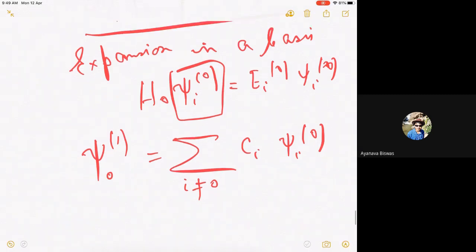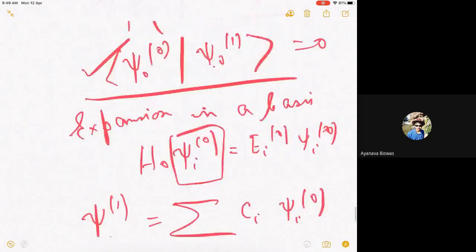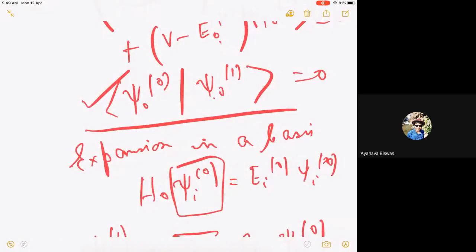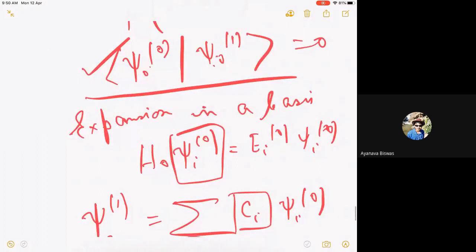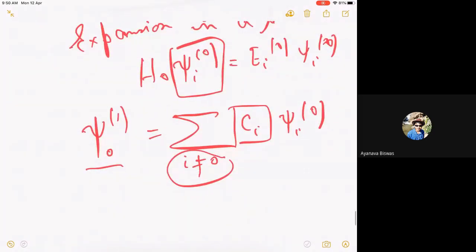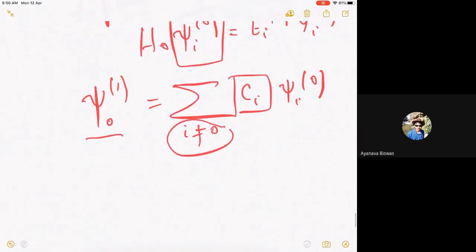So eigenfunctions of H naught form a complete basis. So I can expand this in terms of a complete basis, but I know that the overlap between psi naught 1 and psi 00 should be 0. So that is excluded, because this is basically the overlap coefficient that you can see very easily in an orthonormal basis. And also remember, all the H naught eigenfunctions are orthonormal to each other because they are eigenfunctions of a Hermitian operator. Of course, H naught is Hermitian. There is no doubt. You can see what these coefficients are.